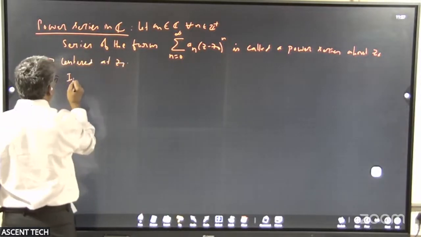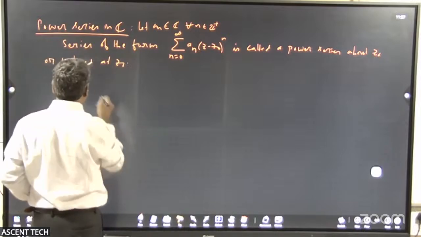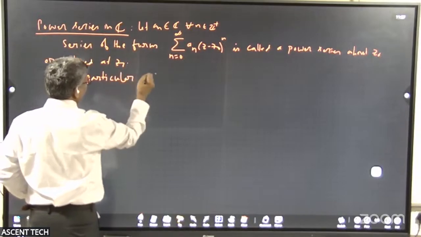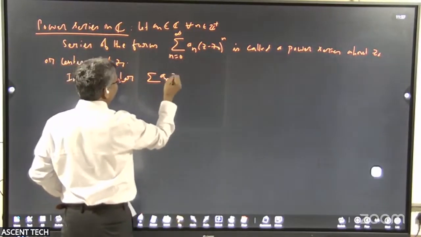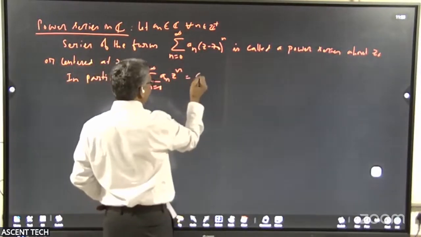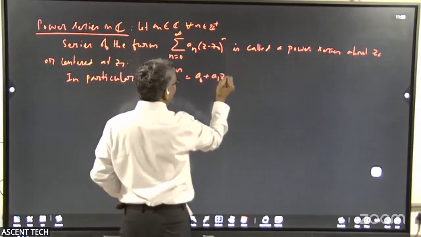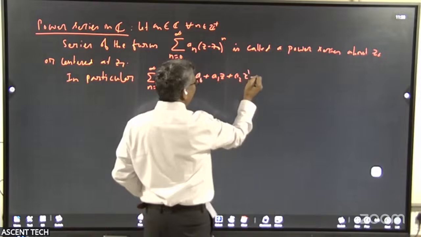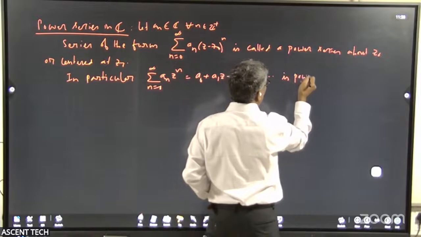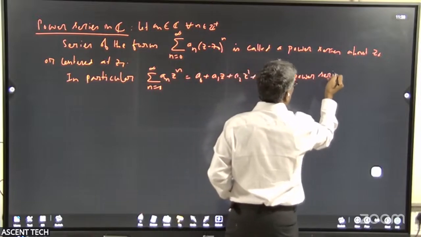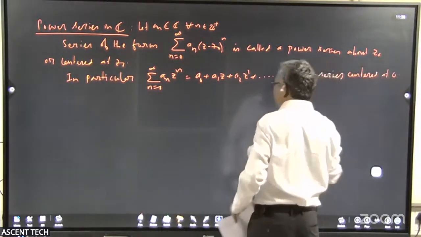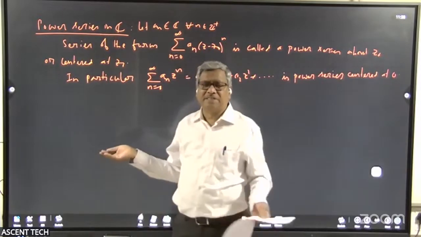In particular, I can have the power series centered at 0: sigma a_n z raised to n. Actually, what is this? This is a0 plus a1 z plus a2 z squared, etc. It is a power series centered at 0. I want to understand whether this power series converges or not.